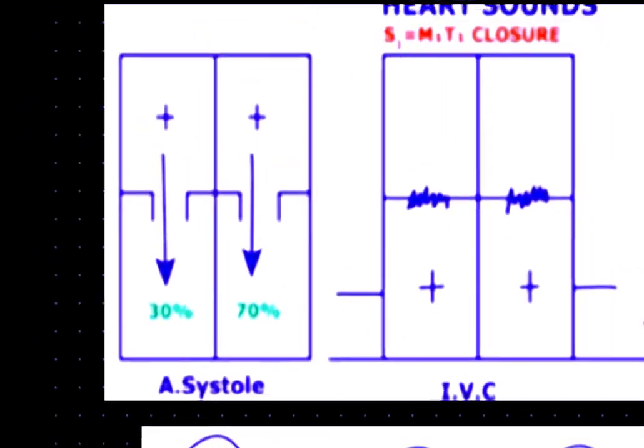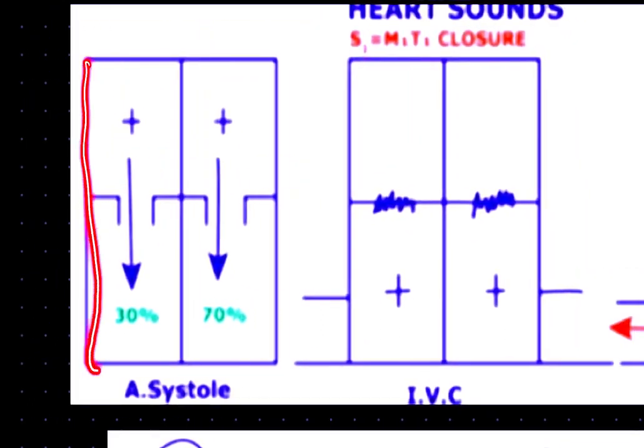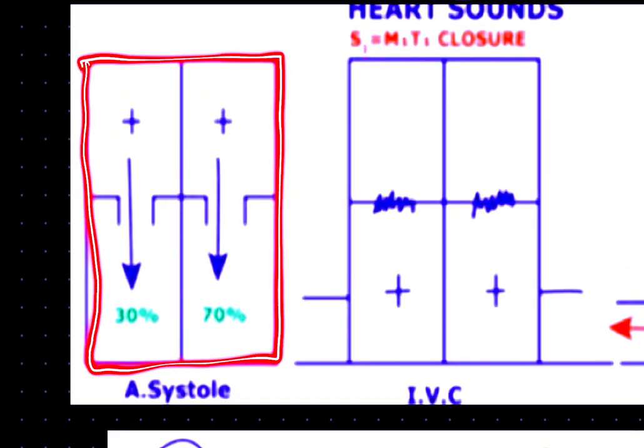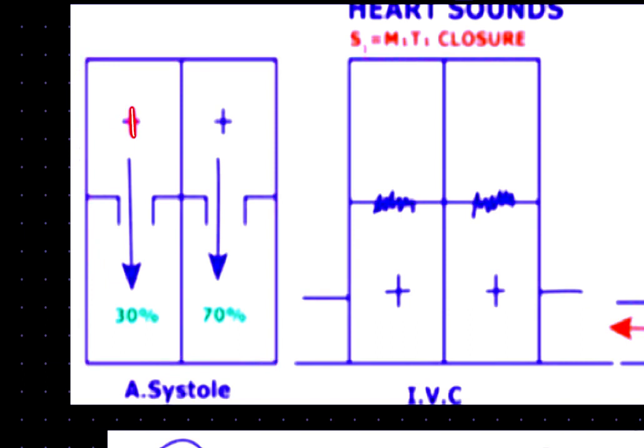So the first diagram that we are going to discuss is the atrial systole. Atrial systole means contraction of the atrium, right? Because of contraction of the atrium, the blood is flowing from the atrium to the ventricles. Because of high pressure within the atrium, there is opening of the valves. These are our tricuspid valve and mitral valve. Now, as I've already mentioned, there is flow of blood from atrium to ventricle.